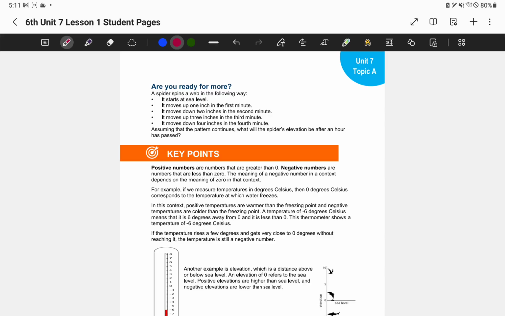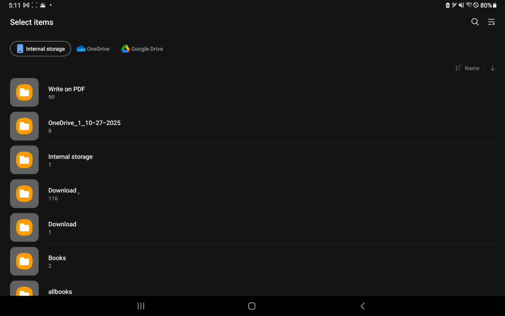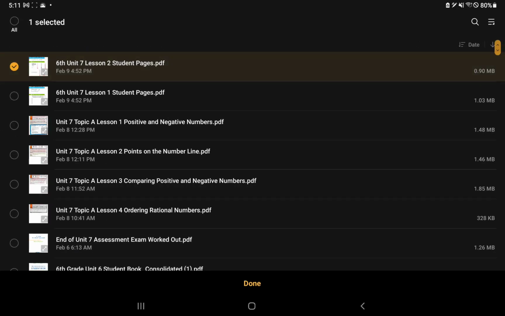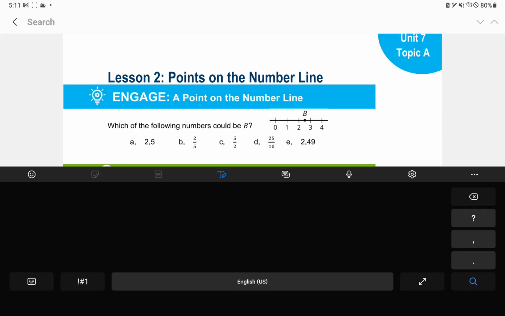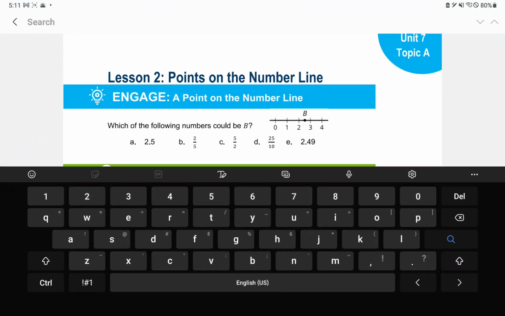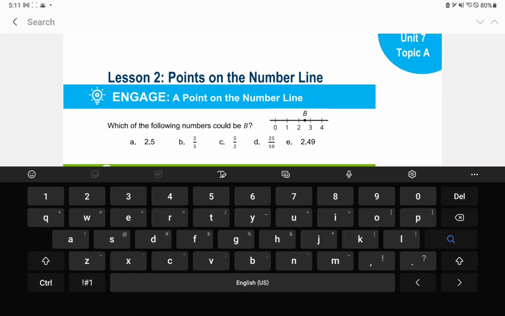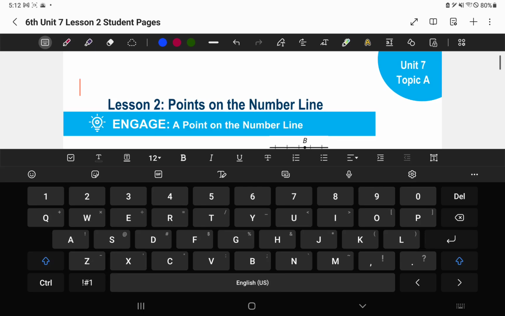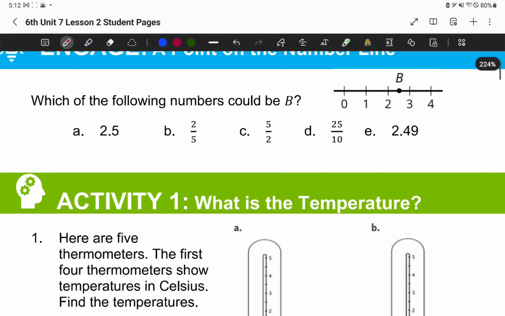All right, so now let's take a look at the next lesson. And so again, the engage and lesson 2.